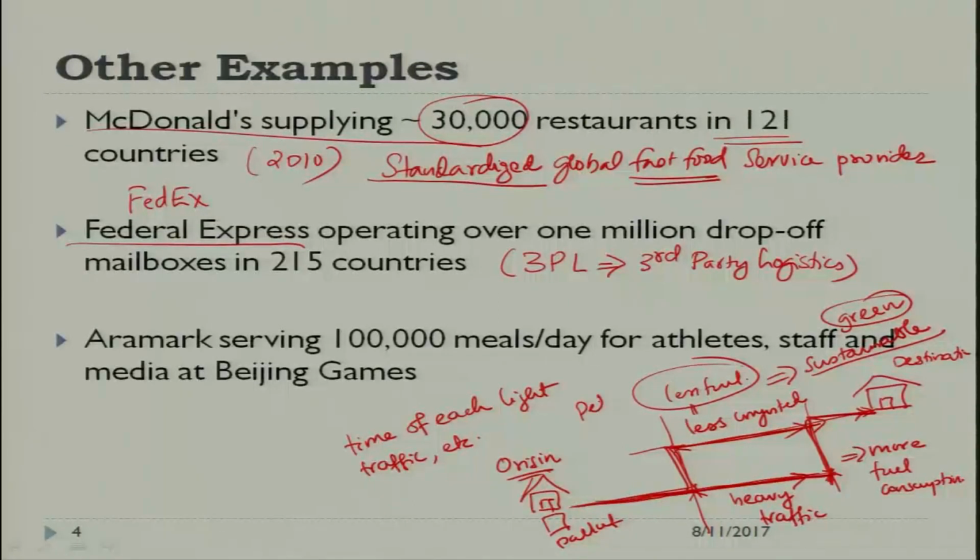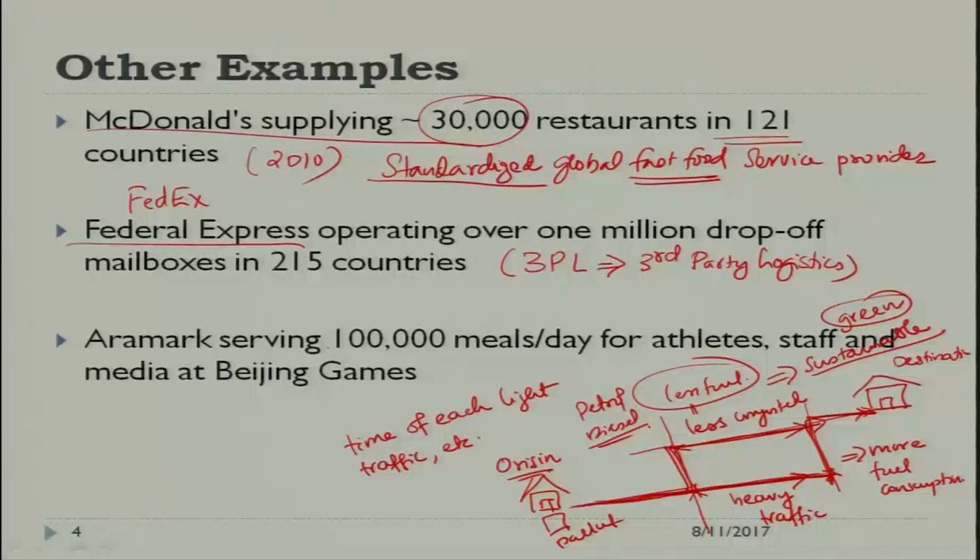And let us talk about petrol or diesel. One of them we are consuming less. So that means our impact on the environment is also less. Hence, the same thing can be done in a much more fuel efficient manner. All right. Another example of this is the famous Aramark delivering about 1 lakh meals, or 100,000 meals per day for athlete staff and everyone in the Beijing Olympics. So that is another example.